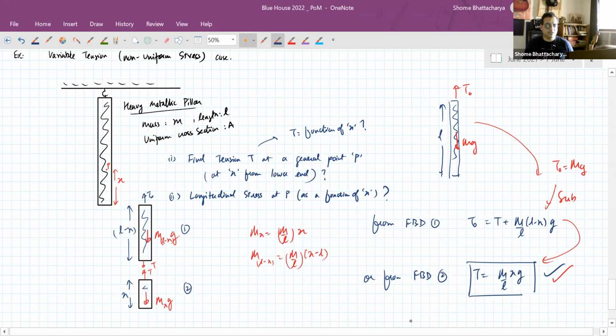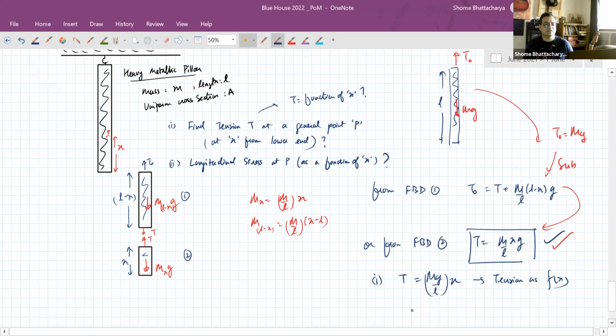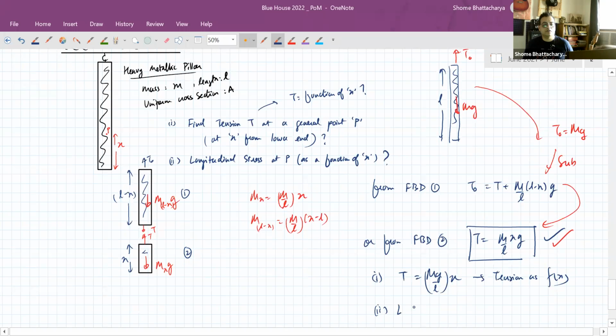Okay. So now from this we can see that the tension as a function of x is becoming mg by L into x. And so it's a linear function of x. So now accordingly, the stress, the longitudinal stress at any point will become tension divided by area. Now area of cross section is uniform. So the longitudinal stress will also be a linear function of x.